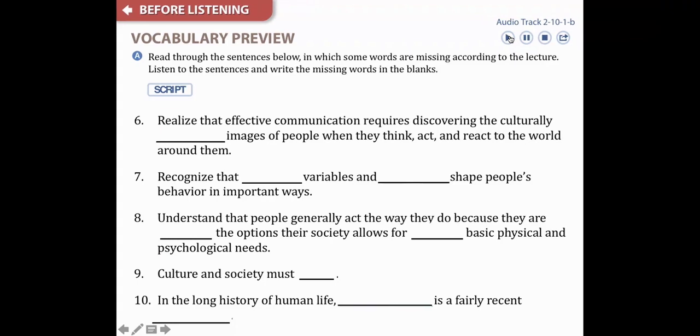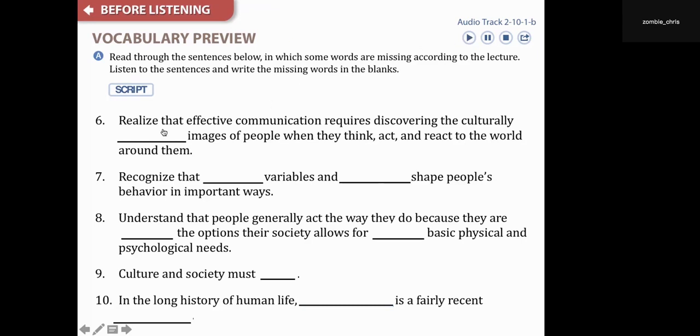6. Realize that effective communication requires discovering the culturally conditioned images of people when they think, act, and react to the world around them. 7. Recognize that situational variables and conventions shape people's behavior in important ways. 8. Understand that people generally act the way they do because they are exercising the options their society allows for satisfying basic physical and psychological needs. 9. Culture and society must coexist. 10. In the long history of human life, multiculturalism is a fairly recent phenomenon.